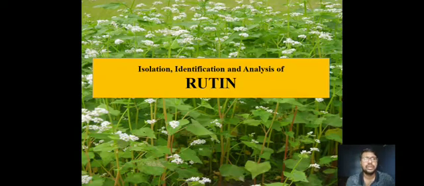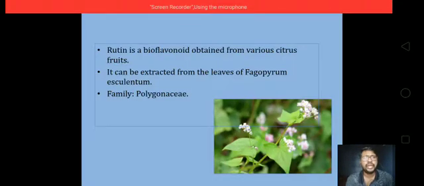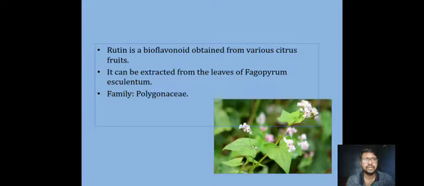Hi students, today's topic is isolation, identification and analysis of rutin. Rutin is a bioflavonoid. Flavonoids are compounds composed of polyphenolic groups with a 15-carbon skeleton, and they are mainly present as secondary metabolites in plants.